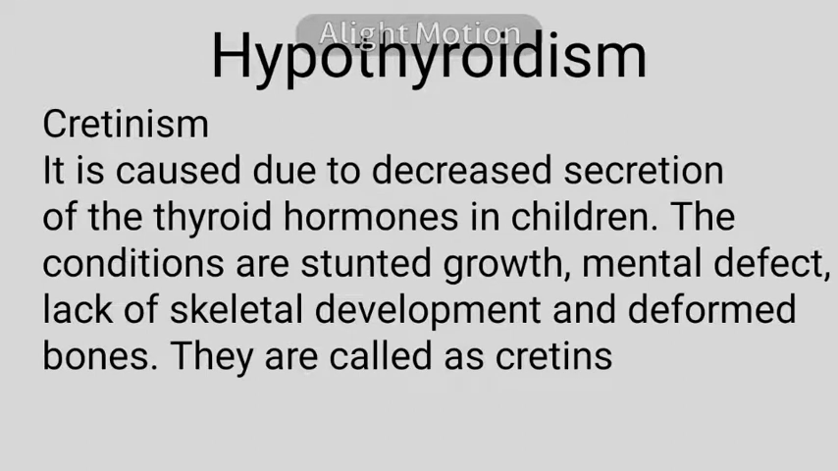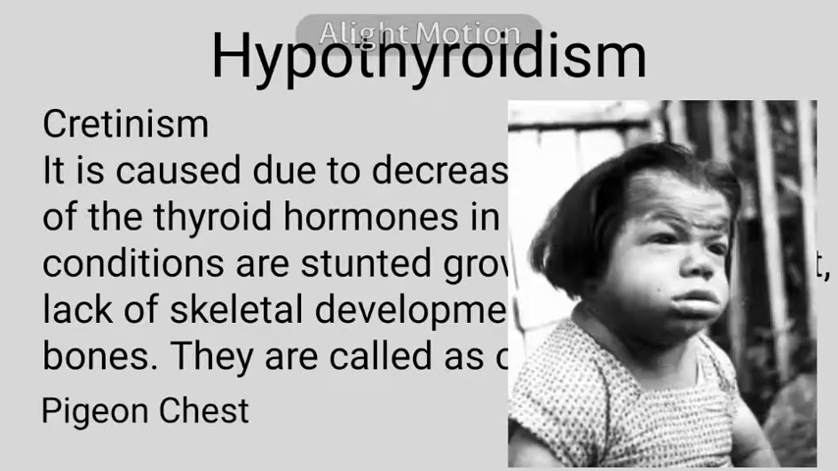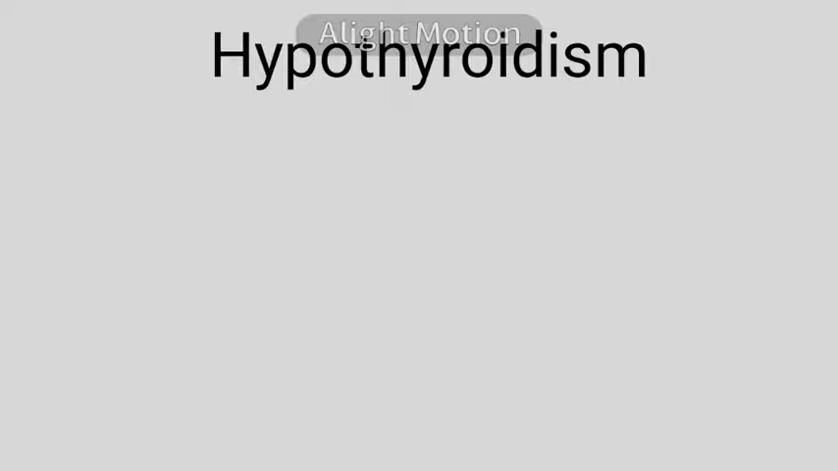The next disorder is cretinism. It is caused due to the decreased secretion of thyroid hormone in children. We know thyroid hormone is responsible for mental and physical growth, and also regulates BMR. Since decreased secretion in children causes stunted growth, mental defect, lack of skeletal development and deformed bones, they are called cretins. In some cases, cretin children have a pigeon chest, as their sternum and ribs protrude outward.